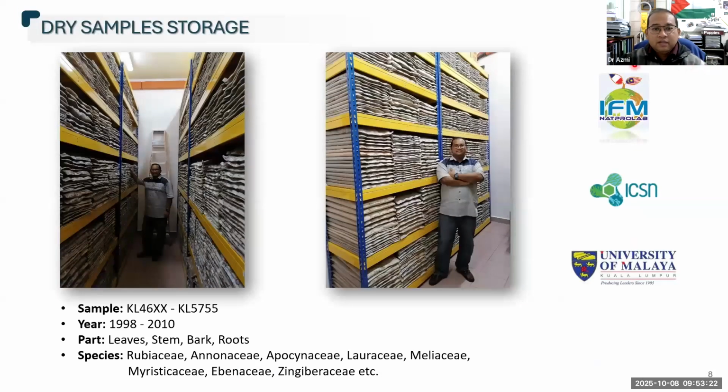So this is our dry sample storage. Okay, the sample collection ran from 1998 to 2010. The parts that we collect are leaf, stem, bark, and roots. And these are the species that have been collected. Okay, this work has been in collaboration with the IFM Natural Product Lab, ICSN, and also University of Malaya.